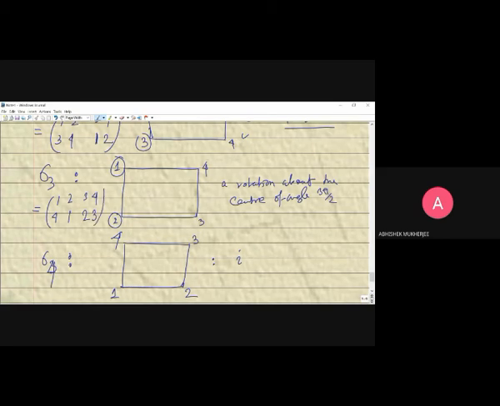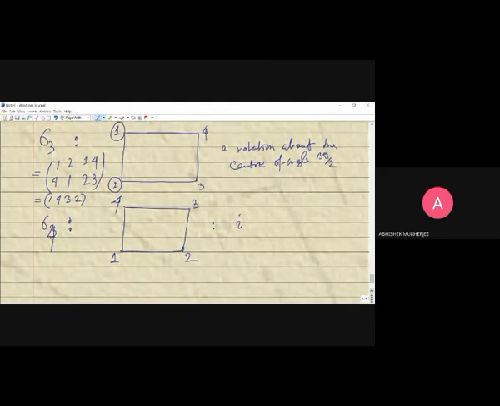So 1, 4. So this is the cycle. 1, 4, 3, 2. And actually it is a rotation about the center of angle 3 pi by 2. And therefore ultimately you will have this sigma 4. It is an identity map. Okay? So are there any other symmetries?